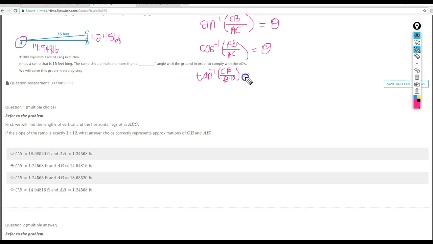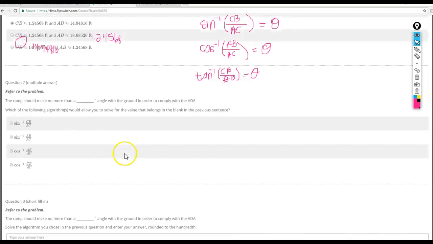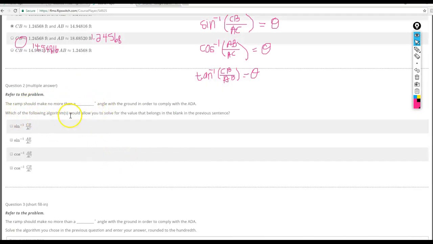And that could equal our angle. So now when we go down here to check, we're going to check which one matches. So we had sine inverse of CB divided by AC. Yes, that could work. Sine inverse of AB? No, AB is our adjacent side length. Or could it be cosine inverse of AB divided by AC? Yes, that is our adjacent side compared to our hypotenuse side ratio. So those two would work.